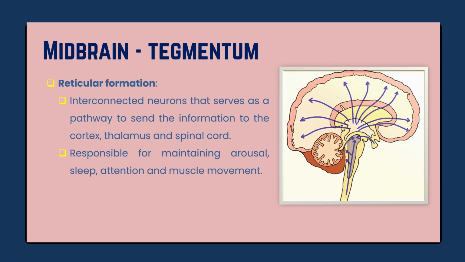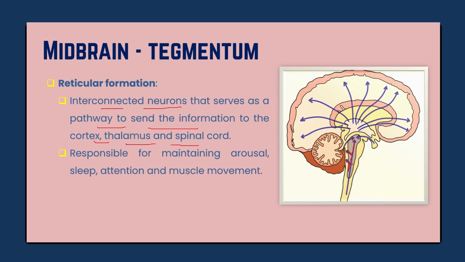So this is reticular formation. We have seen this before also while we were discussing the function and part of the midbrain, right? So what is reticular formation? It is the interconnected neurons that serve as a pathway to send information to the cortex, thalamus, and the spinal cord. Okay, you can see it here. This part, this is the reticular formation.